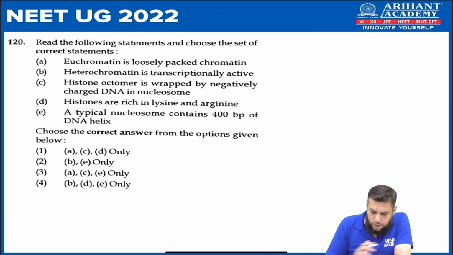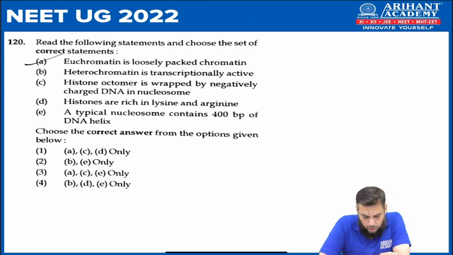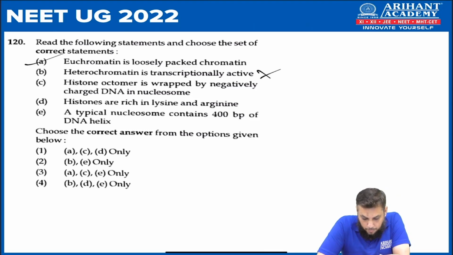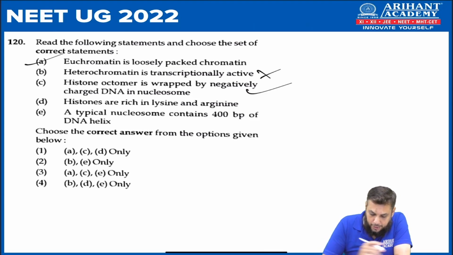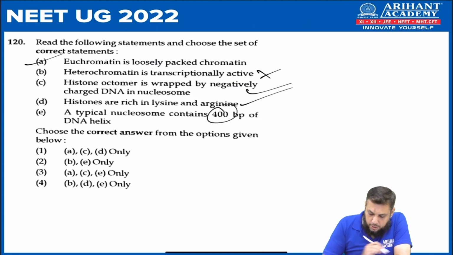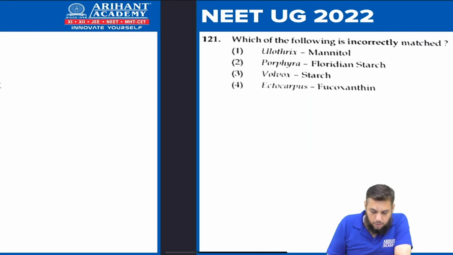Euchromatin is loosely packed chromatin, correct. Heterochromatin is transcriptionally active? No, it is inactive. Histone octamer is wrapped by a negatively charged DNA molecule in the nucleus, correct. Histones are rich in lysine and arginine, NCERT line. A typical nucleosome, no, it is in the range of 200. So this is also wrong. So the right answer will be 1.